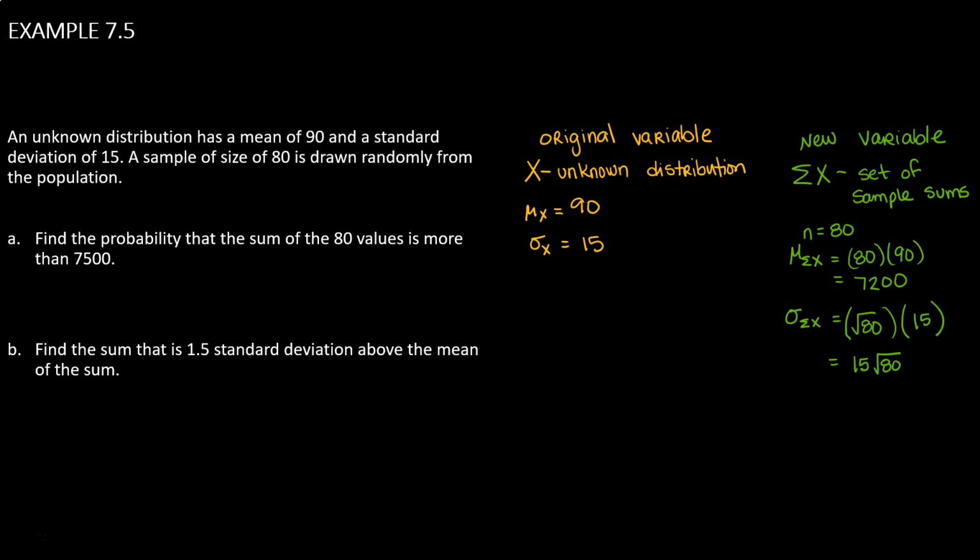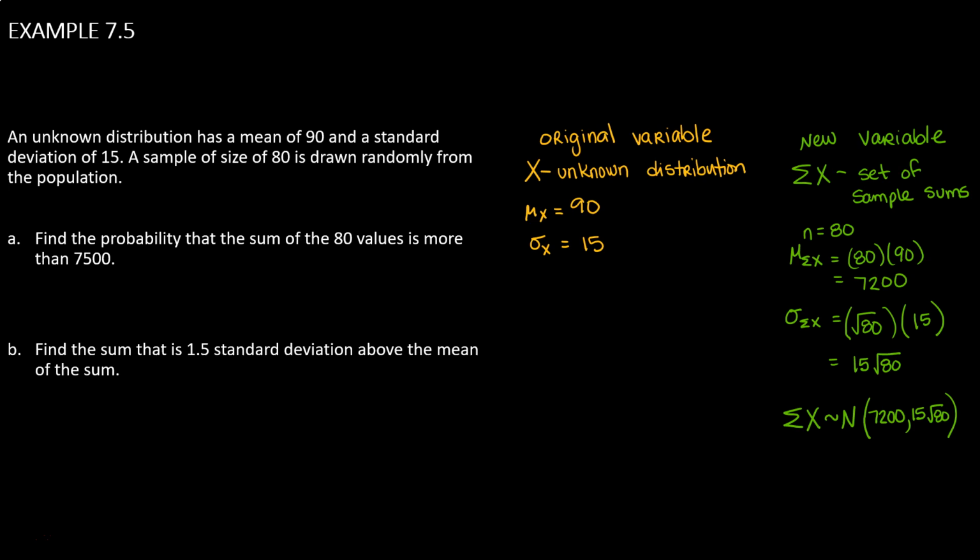I like writing my product like this so that I don't get confused if the 15 is inside of the square root or not. And at this stage, you could convert this into an approximation. However, if you want to do your calculations on a calculator, it's best to give the calculator the most precise values as possible so that it's able to produce the most precise values as possible. The distribution that we're working with then for capital sigma, capital X, is a normal distribution with a center at 7,200 and a standard deviation that's equal to 15 times the square root of 80.